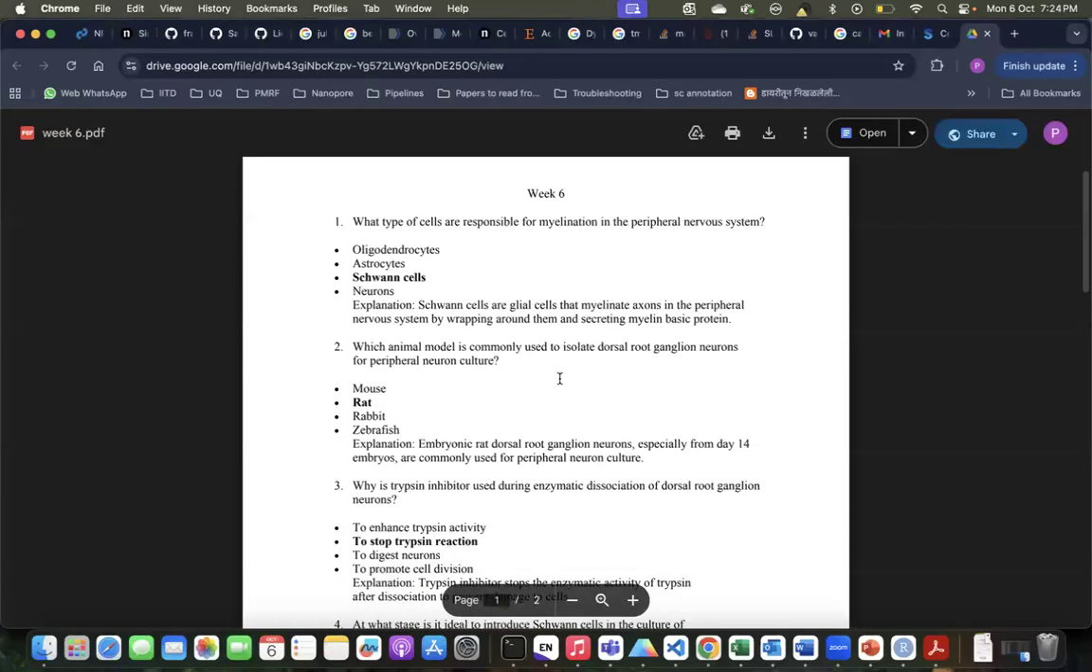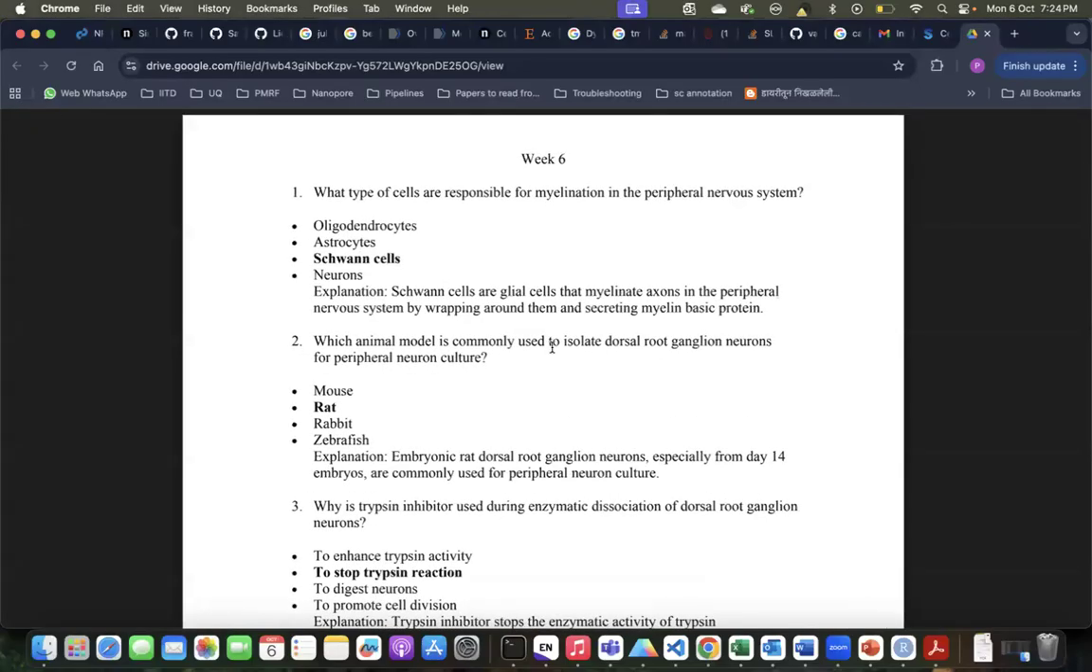Which animal model is commonly used to isolate the dorsal root ganglion? So it's both, but rat more than mice. I mean, this was explicitly talked about in the lecture, so I hope there's no confusion about this. But yes, of course, you could use the mice also.